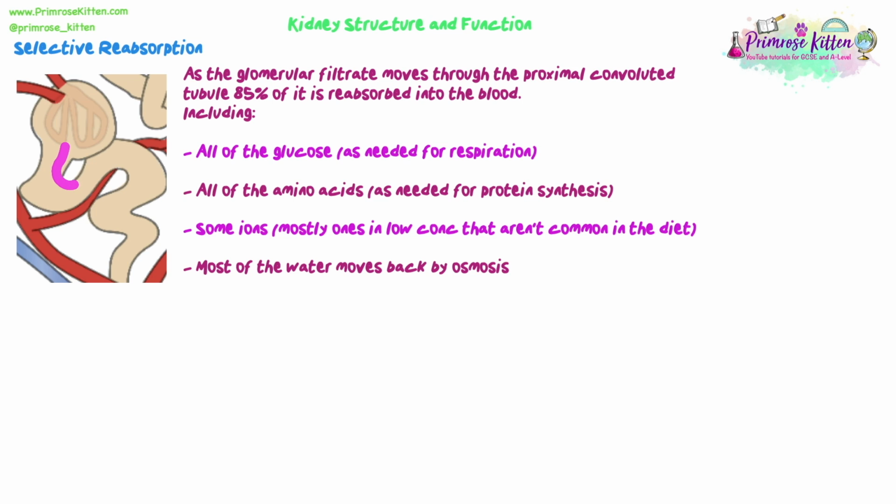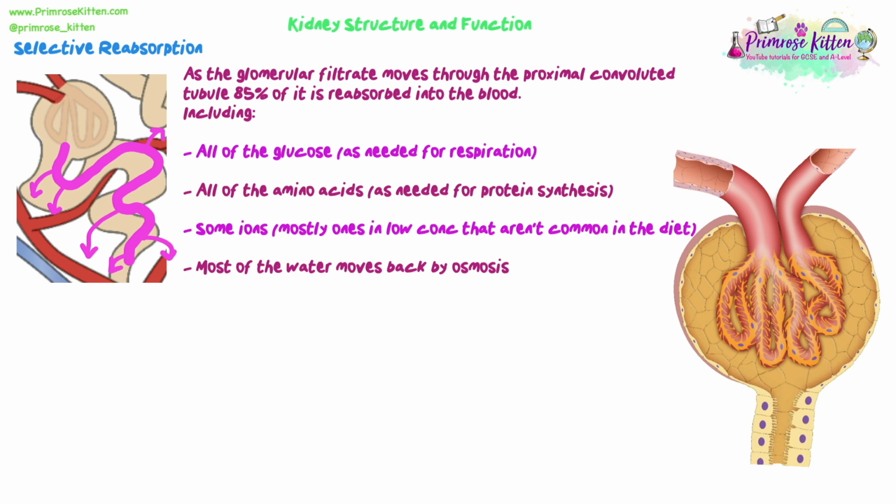But that makes sense if you think about all the things in there that we actually need. So all of the glucose is reabsorbed because it's needed for respiration. All of the amino acids are reabsorbed because they're needed for protein synthesis. Some ions are reabsorbed, mostly ones that are normally in low concentration in the blood and that aren't commonly found in the diet, so not easy to replace. And most of the water just moves back in by osmosis.